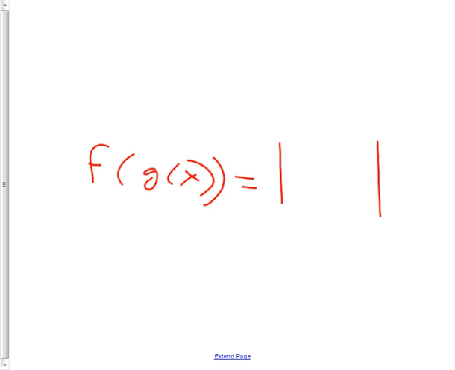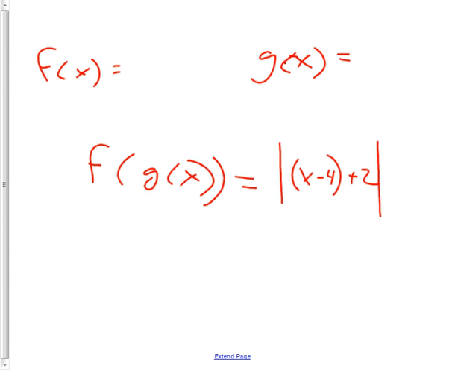Okay. f of g of x is the absolute value of x minus 4, plus 2. Tell me what f of x and g of x could have been to make this work. If you figured out the little trick, this is so easy, isn't it? What do you think, Mr. C?